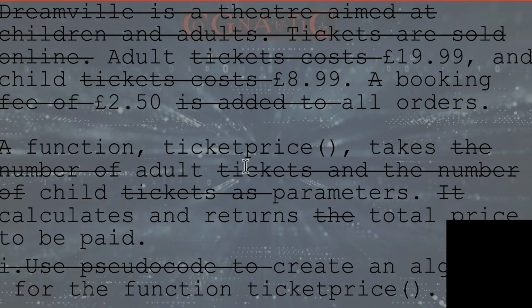Next bit, a function takes the adults and the kids and returns the total price. Write an algorithm. Okay. Now, that for me reduces the number of tasks that I have to do. It also means that I'm now dialed into this question. I think I can write some stuff for this. And that's where you've got to be. It's like, okay, I think I can get 4 marks for this.